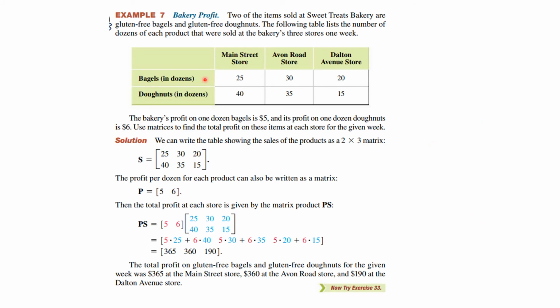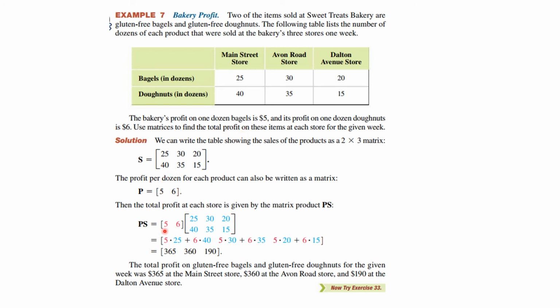So here we have a bakery, and the bakery makes bagels and donuts, and they have 3 locations. So this can represent this. And the bakery's profits are different on these. The profit on 1 dozen bagels is $5, and its profit on 1 dozen donuts is $6. They're only selling things in dozens. So use matrices to find the total profit. Well, what you're going to do is multiply this.